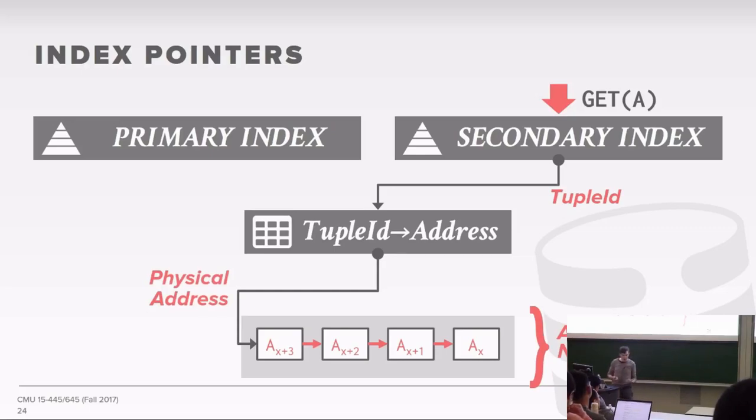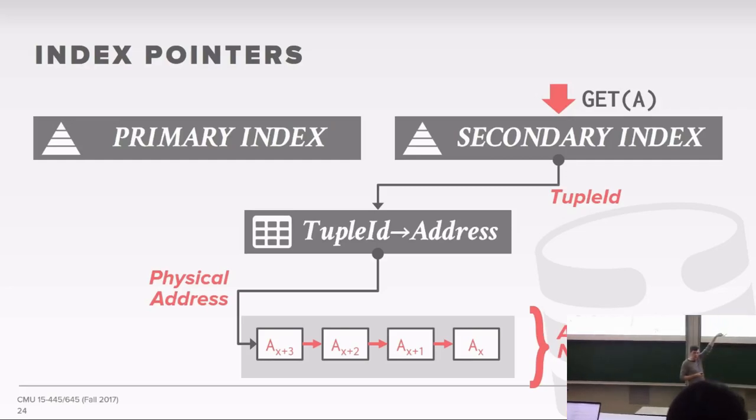So in Uber's case, Uber was hitting this problem in Postgres, because Postgres does this. They're doing newest to oldest, and the physical address is always stored in the secondary index. So Uber was doing a lot of updates with new data, and every single time they created a new version, they had to go update all of these pointers to change the location of the head.